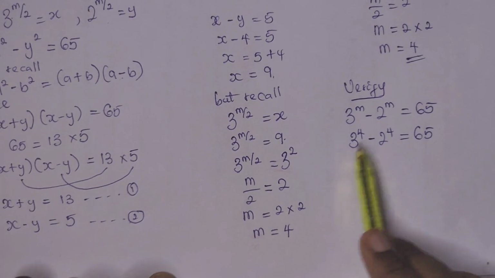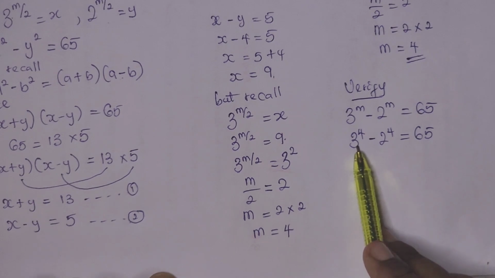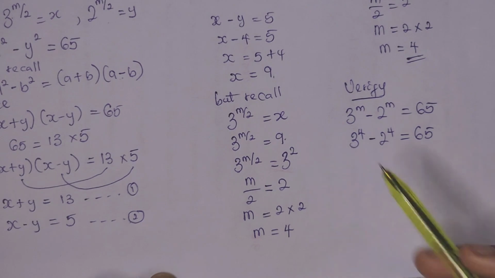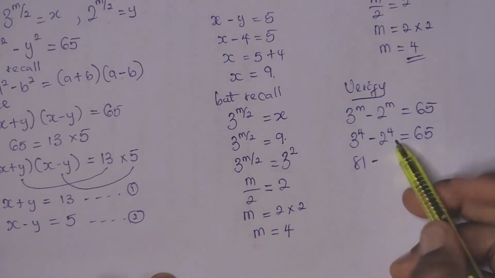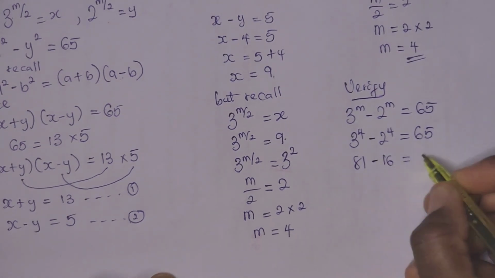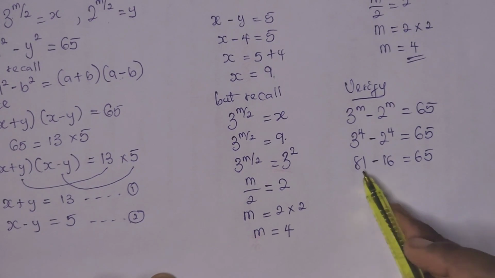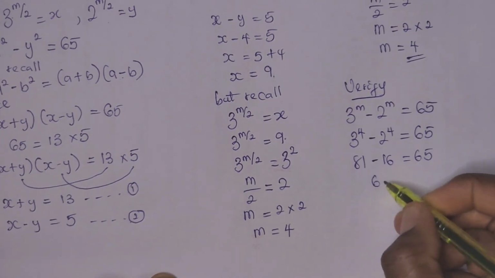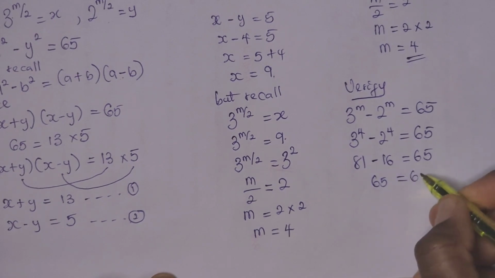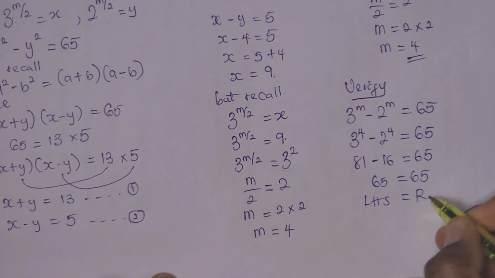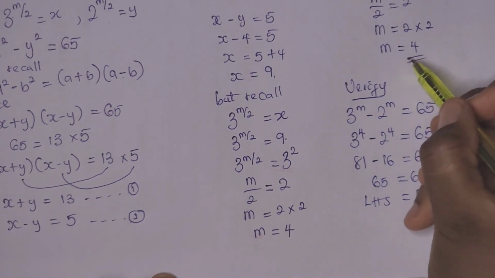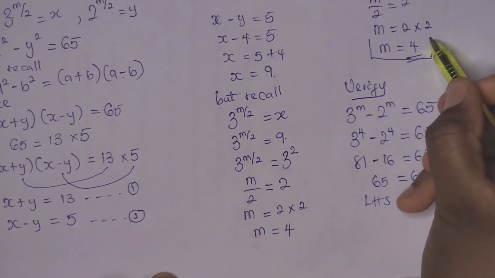So 3 to the power of 4: 3 times 3 is 9. 9 times 3, 27. 27 times 3 is 81. Minus 2 to the power of 4 is 16, equal to 65. So we have 81 minus 16, which is 65, equal to 65. So the left hand side is equal to the right hand side. So our m is 4.